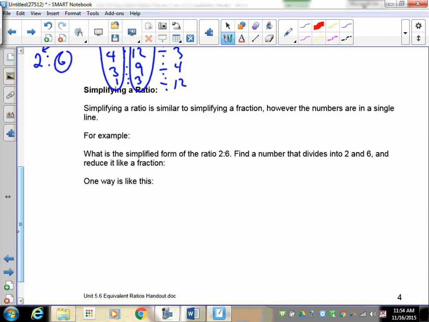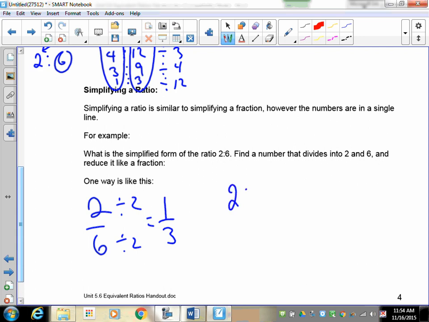Simplifying a ratio. Simplifying a ratio is similar to simplifying a fraction, however the steps are in a single line. So for example, what is the simplified form of 2 to 6? Find a number that divides into both 2 and 6 and reduce it like a fraction. One way looks like this. Now I'm assuming this is a part to whole, because I'm able to write it as a fraction. If it was a part to part, I couldn't do that.